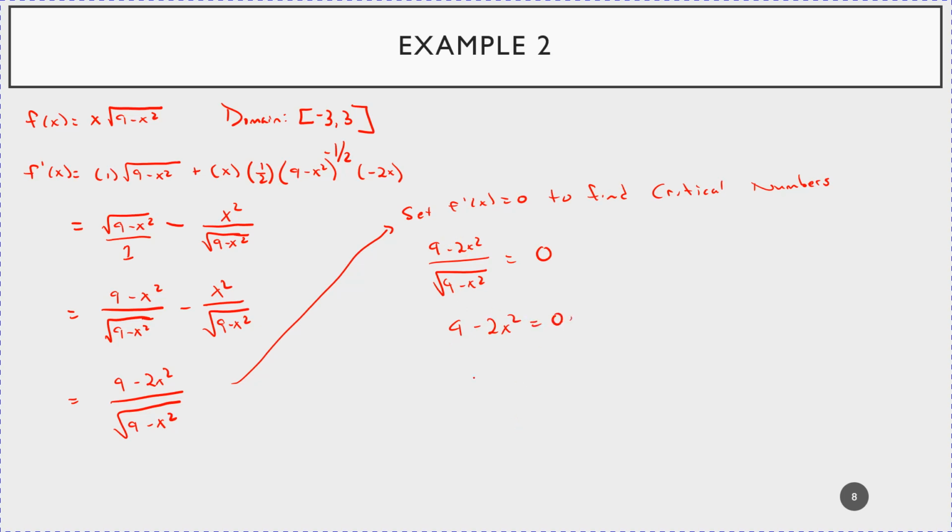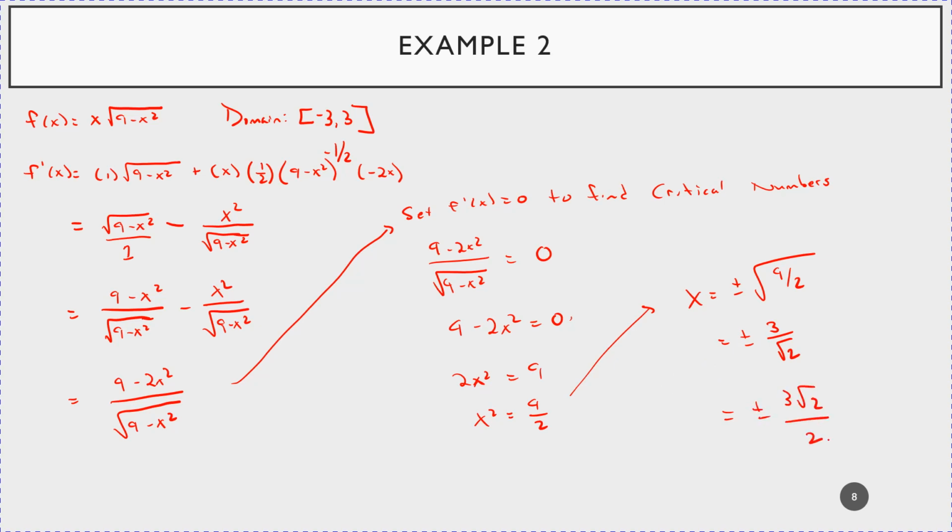You're going to add this over. You get 2x squared is equal to 9. Divide by 2. And then when you take a square root to solve, x is equal to plus or minus the square root of 9/2, which is plus or minus 3 over the square root of 2, or when you rationalize the denominator.